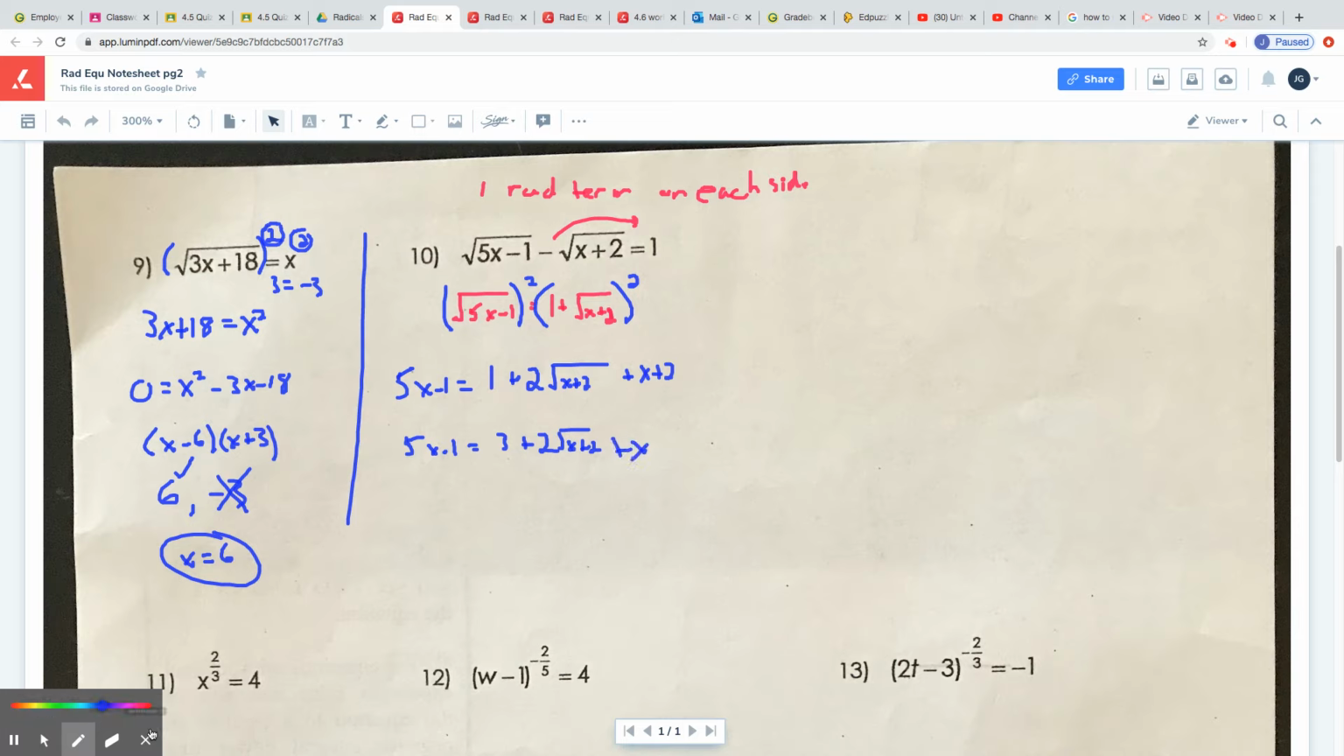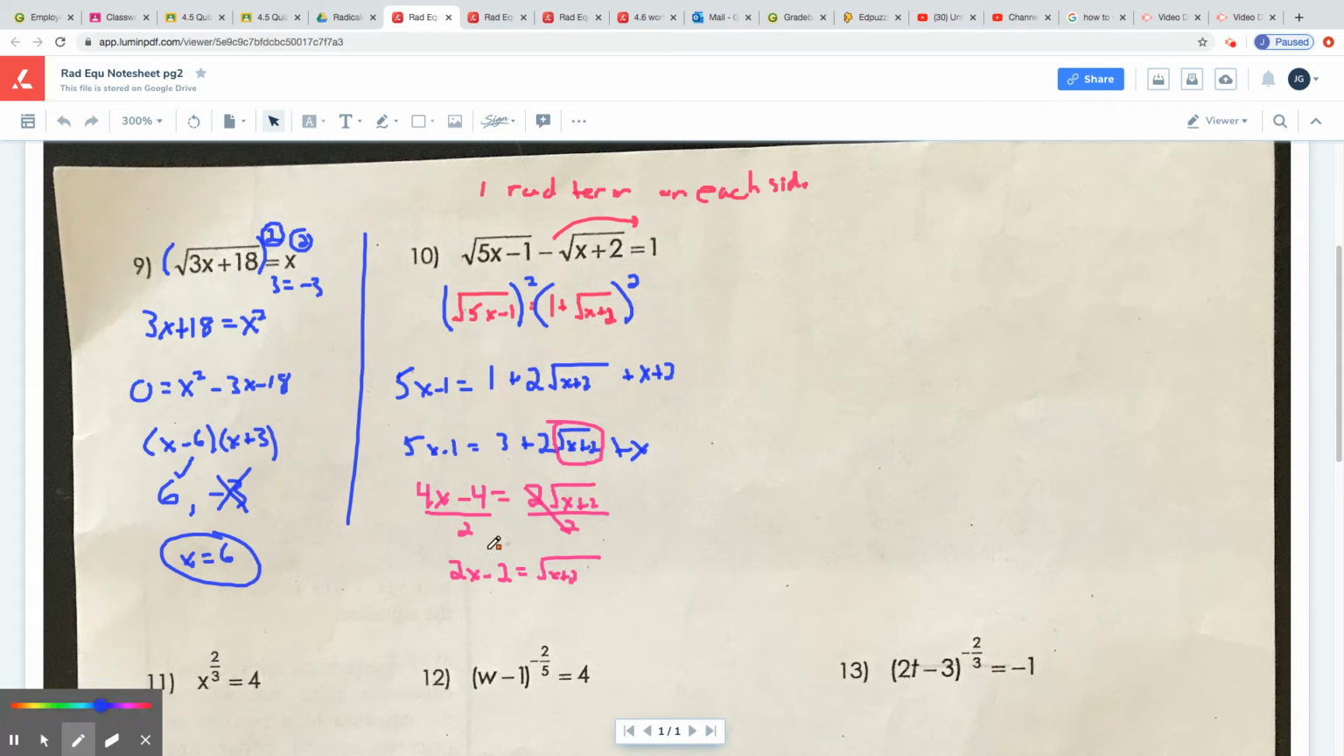All right, so now we only have one radical. So let's isolate this radical, all right? So I'm going to subtract the x over, and I'm going to get 4x. I'm going to subtract the 3, I'm going to get a negative 4. So it's 4x minus 4 equals 2 root x plus 2. And I'm going to divide by 2. Divide those by 2. It's each term divided by 2. So I get 2x minus 2 equals the square root of x plus 2.